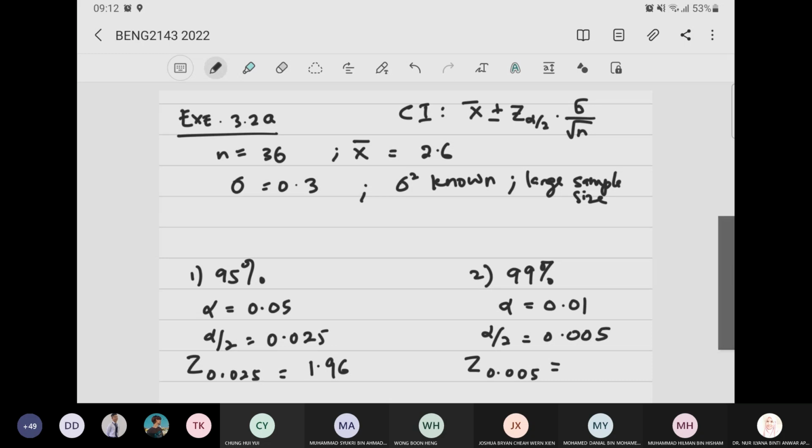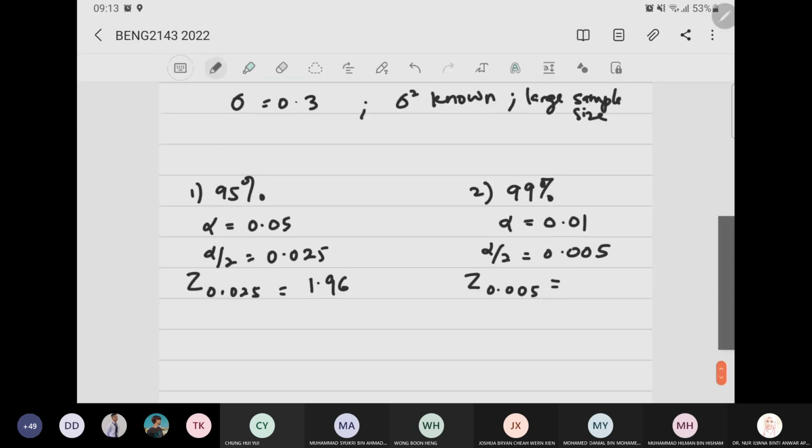Or you can also use your Excel. But for Excel, you have to use the command inverse of normal distribution function. Tak apa, we hold on first. Maybe you are still searching for it.